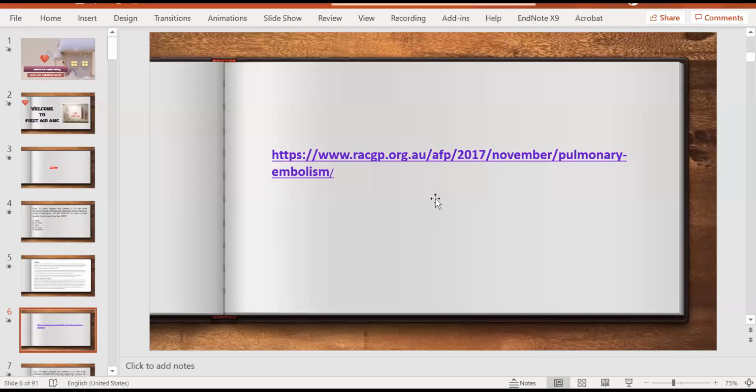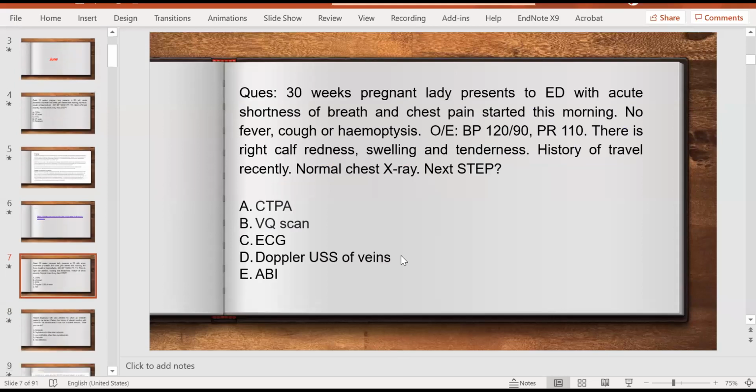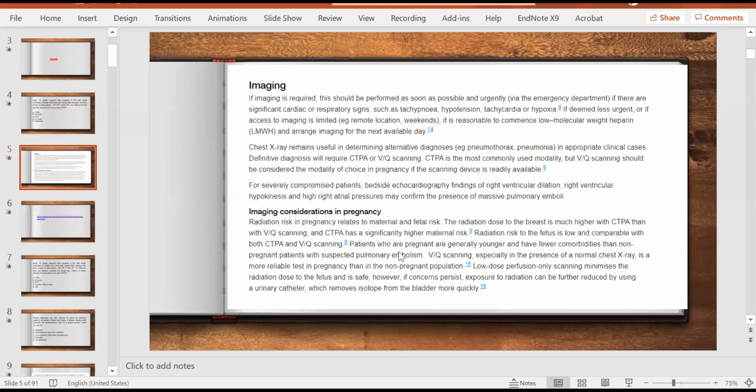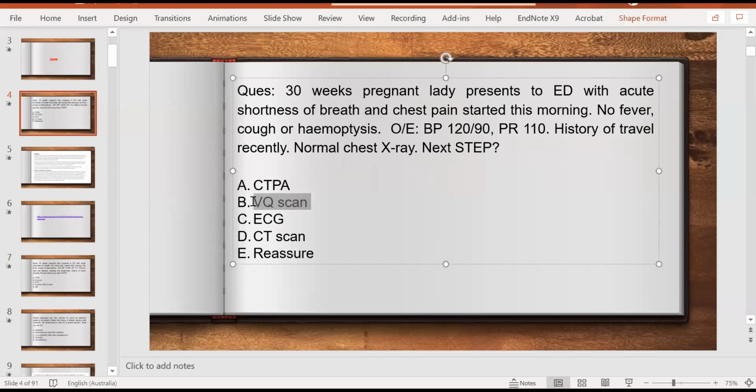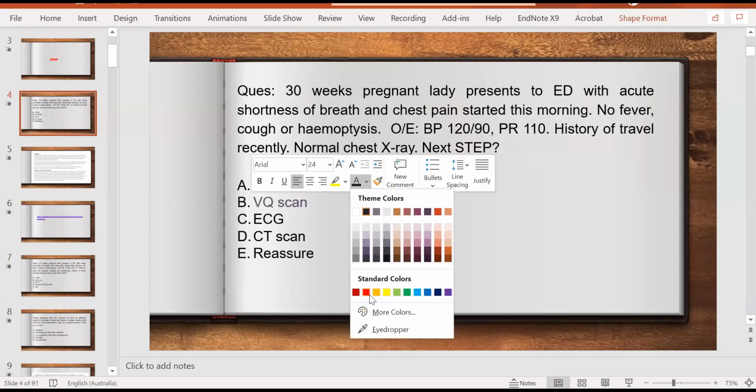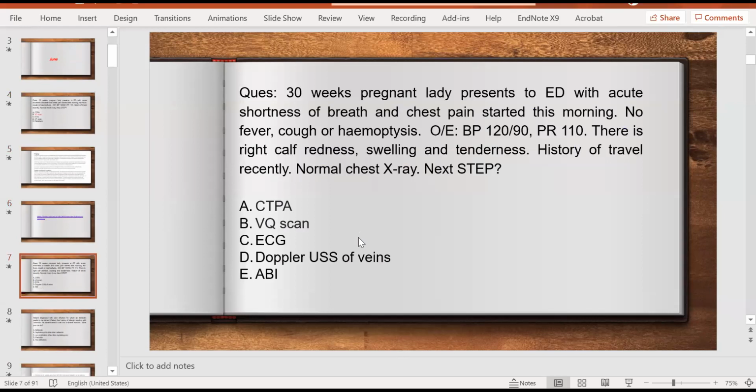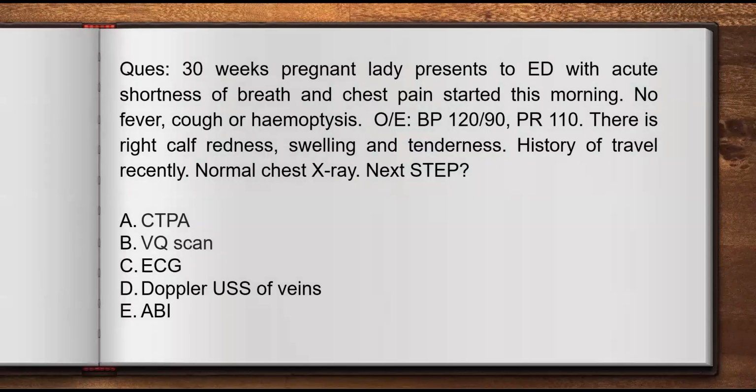All right. Now, another thing which is important in terms of pulmonary embolism, let's move on to your next question. So for this question, we know the answer will be VQ scan. Now, a similar question, but I want you guys to read the question and answer it. So what do you think the answer would be? A 30-weeks-pregnant lady presents to the ED with acute shortness of breath and chest pain, started this morning. No other features.